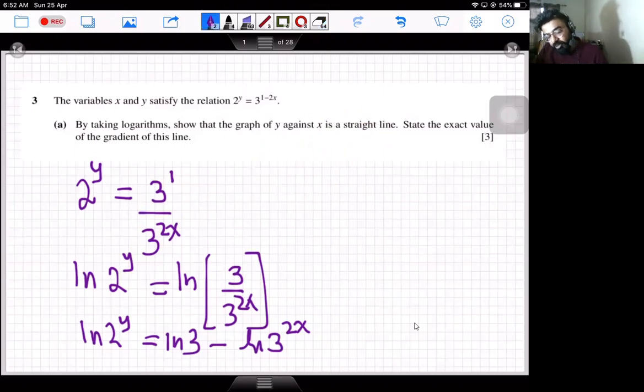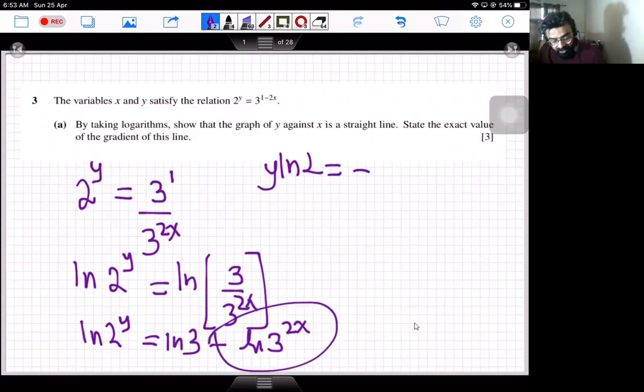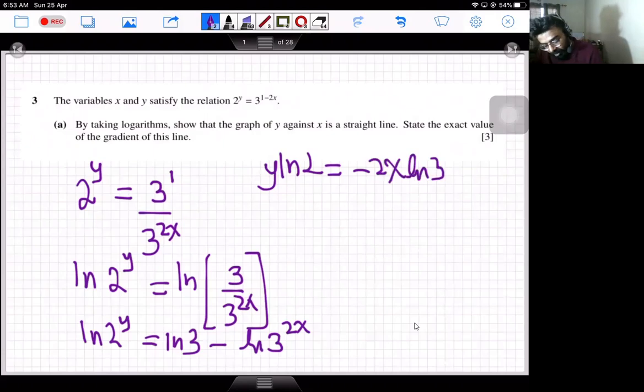So basically ln 2 raised to the power y can be rewritten in the form y ln 2 is equal to minus, I'm hiding this term first, and what's the reason behind this, I'll just tell you in a while. I'm writing this term first and this term afterwards. So minus ln 3 raised to the power 2x can be rewritten like this, minus 2x times ln 3, and then plus ln 3.